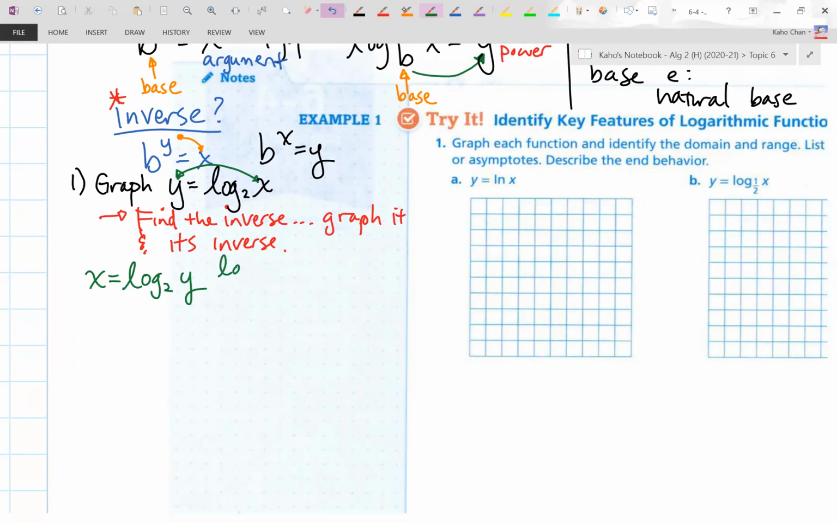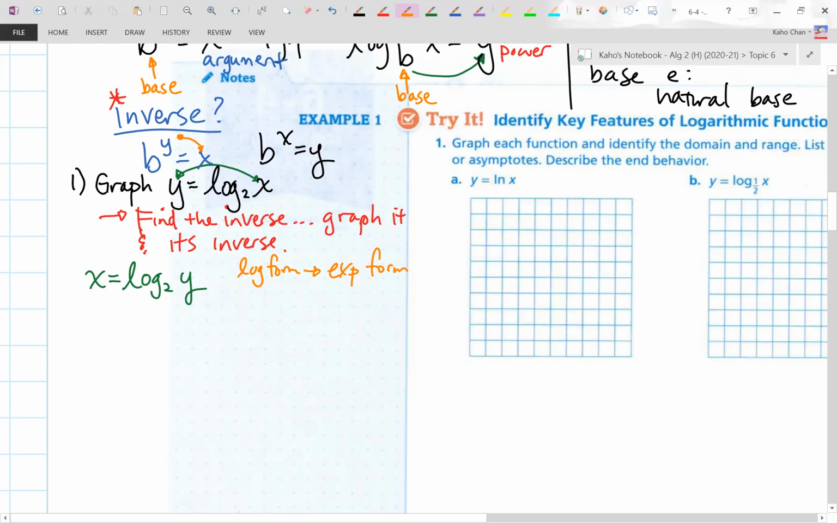So this is a strategy. Convert from log form to exponential form. All right, let's take a look at our log form here. Look for the base. Very nice. The base is 2. Okay, to the power of, it's on the other side of the fence, x. And boomerangs come back. That equals y.